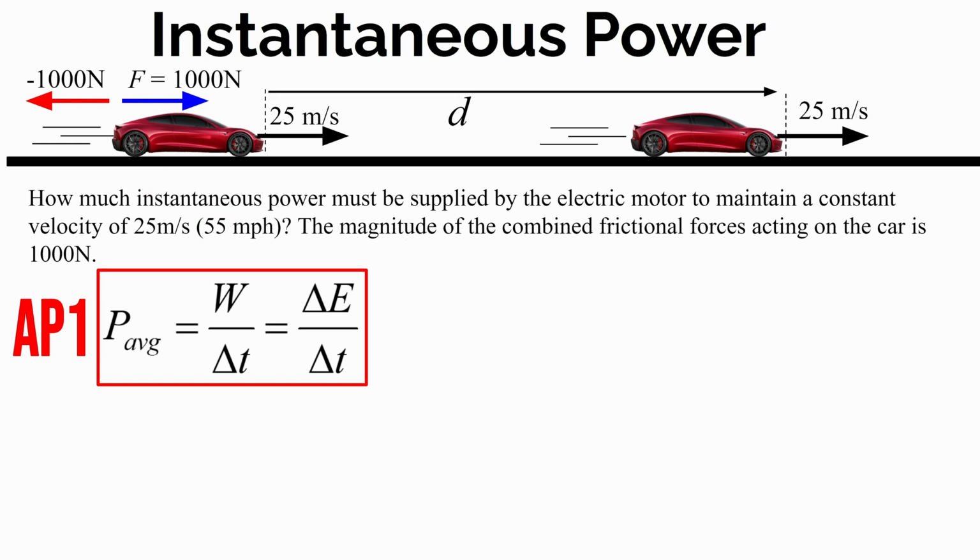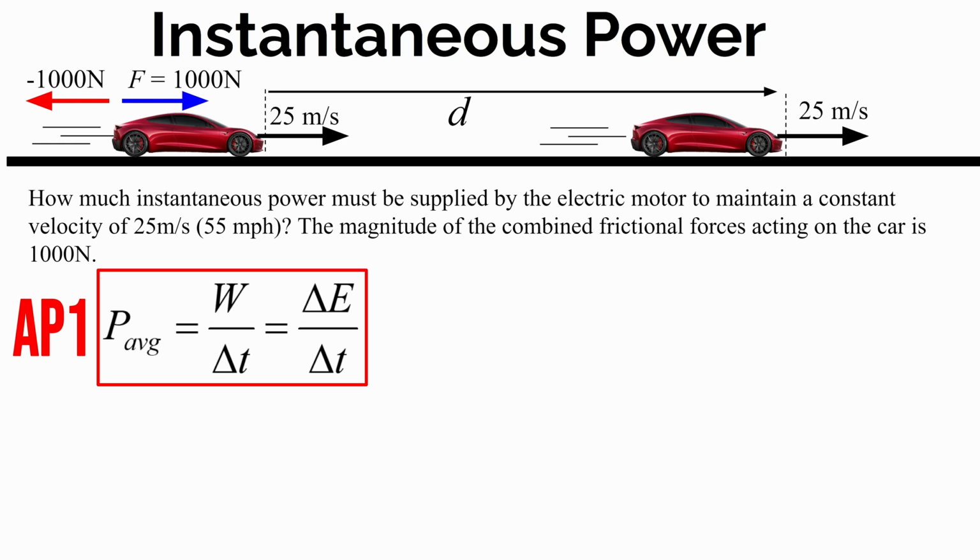So if there's a car moving at about 25 meters per second on a level road and the combined frictional forces are about 1,000 newtons, in order for this car to maintain that constant speed of 25 meters per second, the electric motor has to be able to apply a force of 1,000 newtons at any given instant. Let's say the car moves some distance d. It doesn't matter how far, but let's just call it distance d at this constant speed.